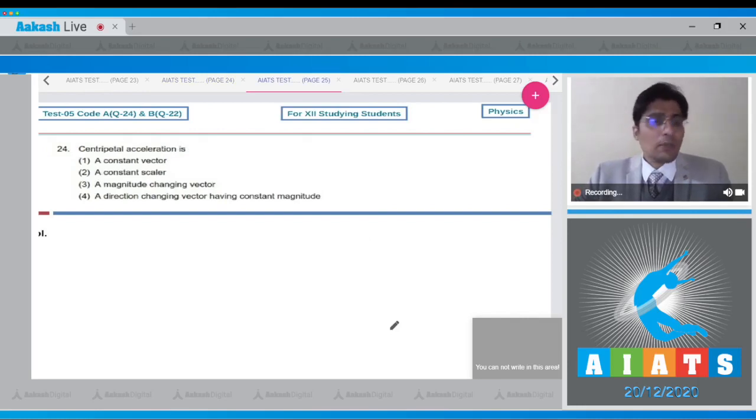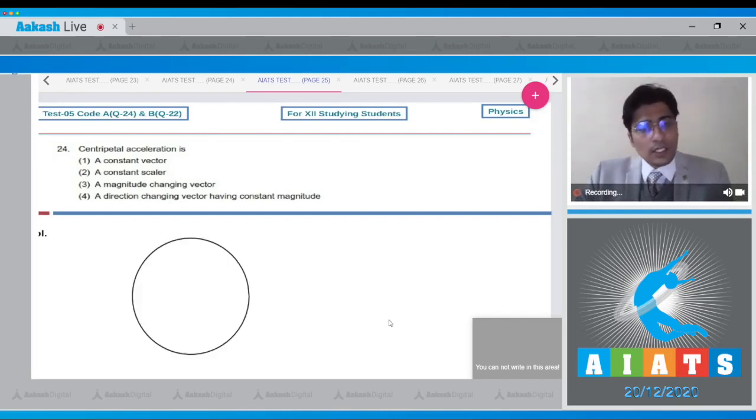In question 24, the centripetal acceleration is a constant vector, a constant scalar, a magnitude changing vector, or a direction changing vector having constant magnitude. We have drawn a circle. The centripetal acceleration is an acceleration which is always directed towards the center. So when the particle is here, the acceleration will be towards the center. When the particle is here, the centripetal acceleration will again be towards the center. We can clearly see that the direction of the centripetal acceleration is continuously changing.